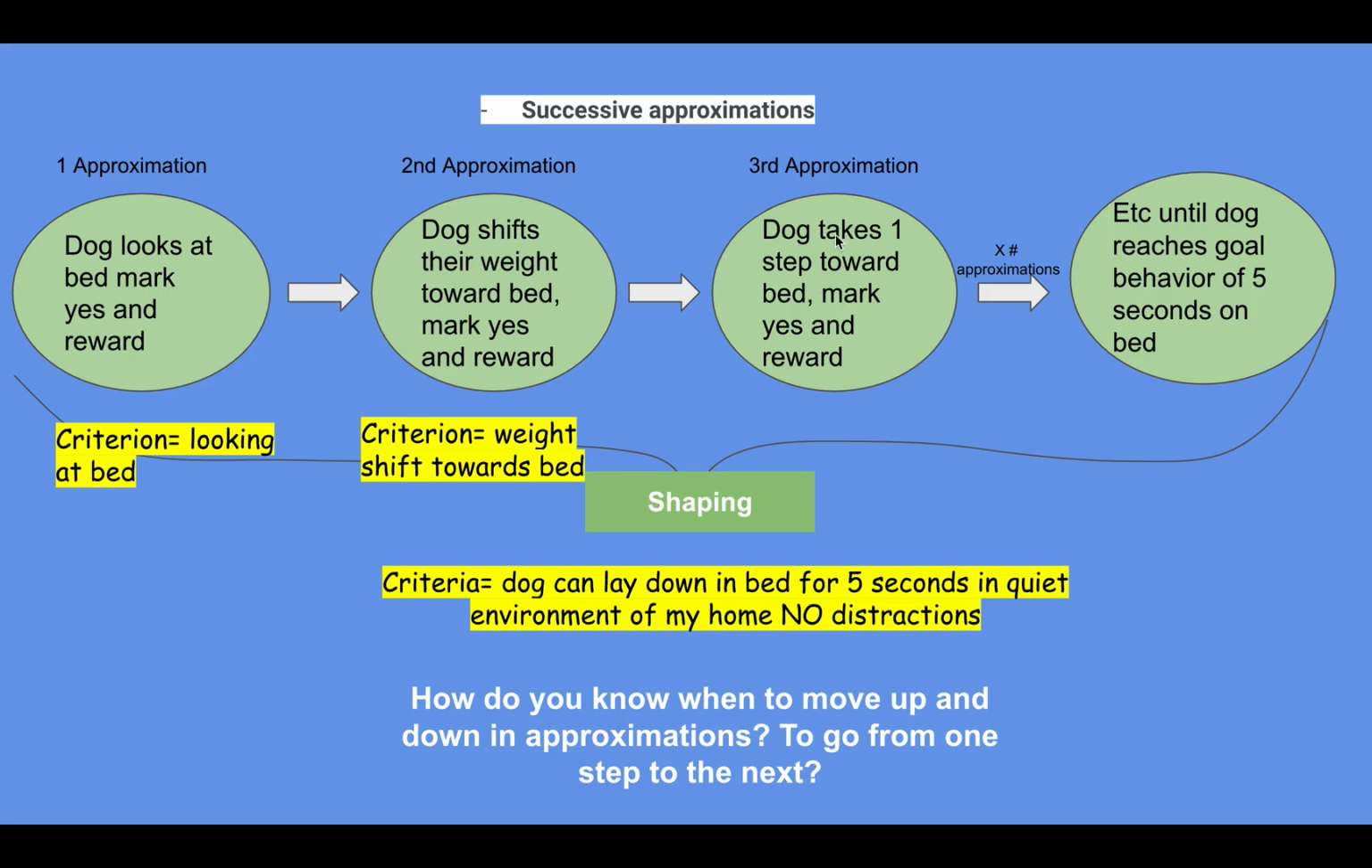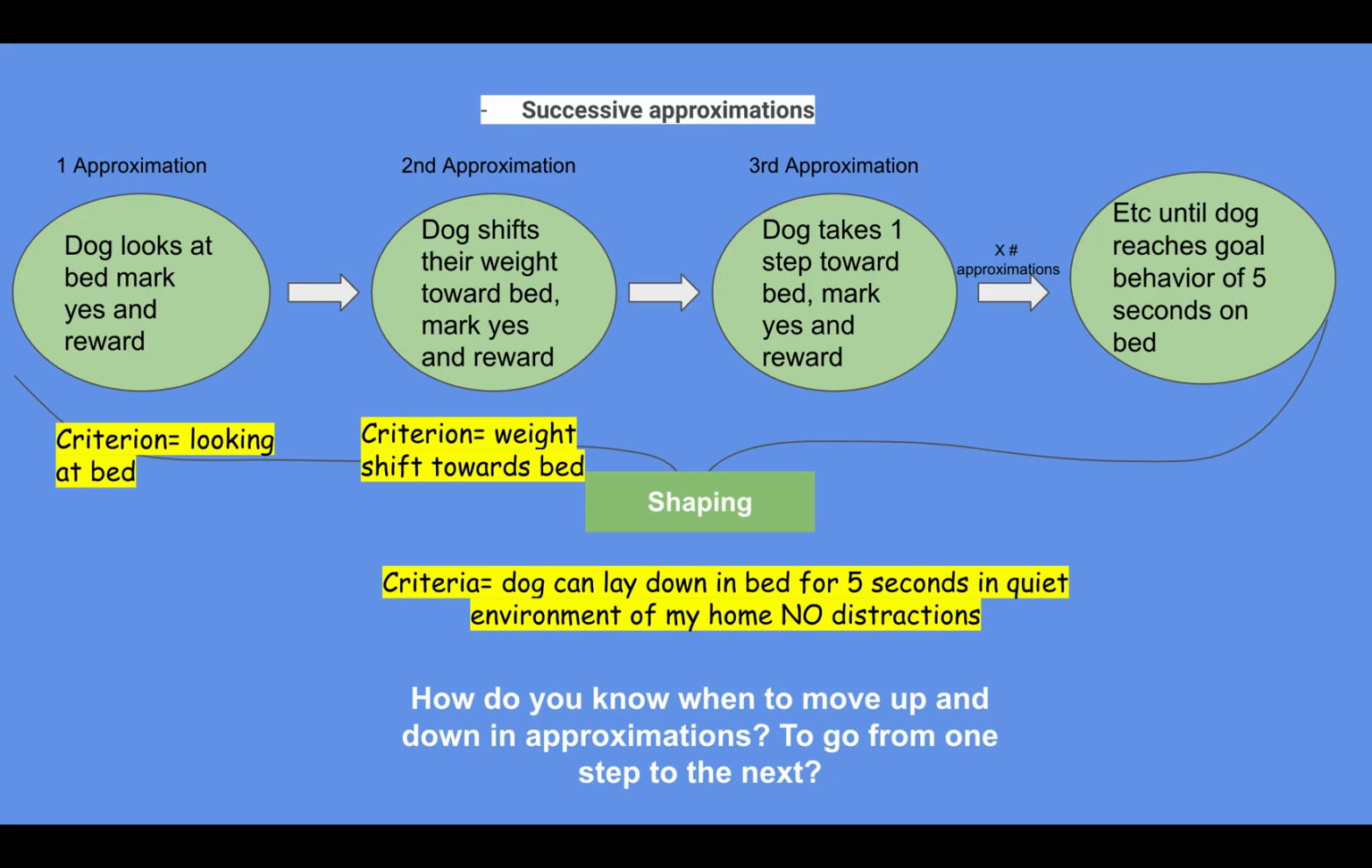So maybe the third approximation is your dog takes one step towards the bed. You mark yes and reward. And then we don't know how many approximations, it depends on the dog. That's this X number of approximations. We'd keep taking these little steps until the dog reaches the goal behavior of 5 seconds on the bed. So maybe they take 2 steps, then 3 steps. Now they're on the bed with 1 foot, and then they're on the bed with 2 feet and 3 feet, 4 feet. Now they're hanging out on the bed. Maybe they're kind of sticky to the bed, so they're standing on it for longer periods. Then we would shape laying down. So that's where you'd get into shaping, getting more relaxed on the bed. And then you would add the duration of relax on the bed for 5 seconds.